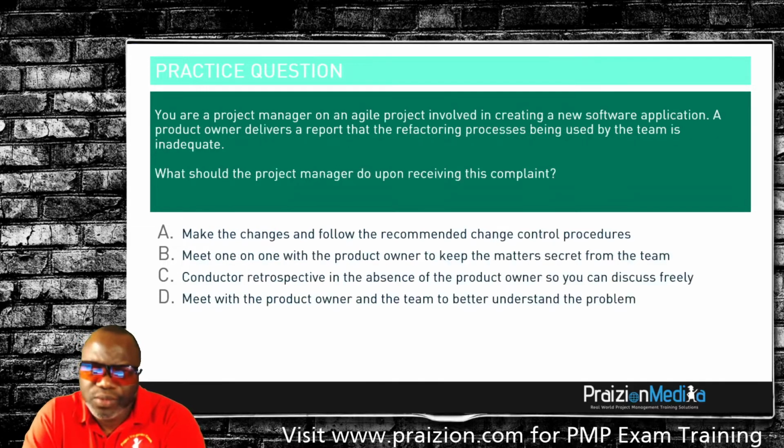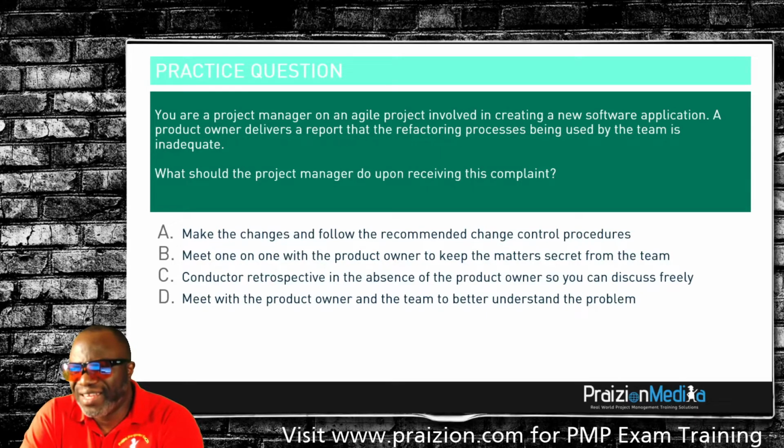Okay, here's another one. You're a project manager on an Agile project involved in creating a new software application. A product owner delivers a report that the refactoring processes being used by the team is inadequate. What should the project manager do upon receiving this complaint? So again, which of these is in the spirit of Agile? So you wouldn't do A first, right? You wouldn't make changes and then follow the change control procedures. No, you follow change control procedures all the way.